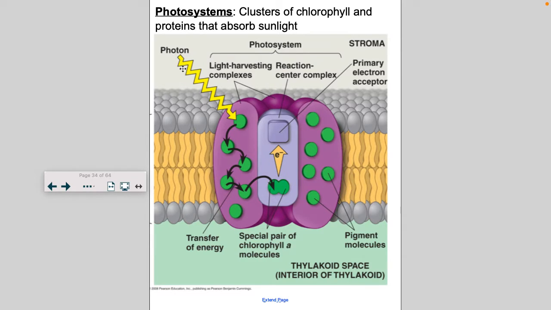So what's going to happen is that light's going to come in, and it's going to bounce around with the pigments, and it's going to get sent to a central location, kind of like a satellite dish, how the light bounces around, and it gets focused onto the center, and then it's going to be directed elsewhere. So the energy from photons is going to bounce around between these pigments, and then down here we have a special pair of chlorophyll molecules that really get that energy and transfer it to electrons. And then I'll talk about where those electrons come from and where they go. But photosystems are basically clusters of chlorophyll and proteins that help absorb sunlight.